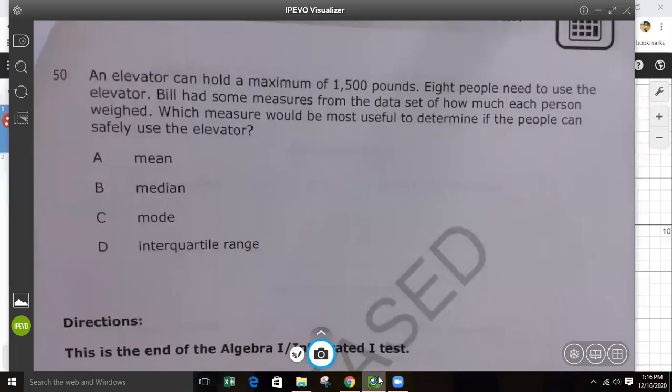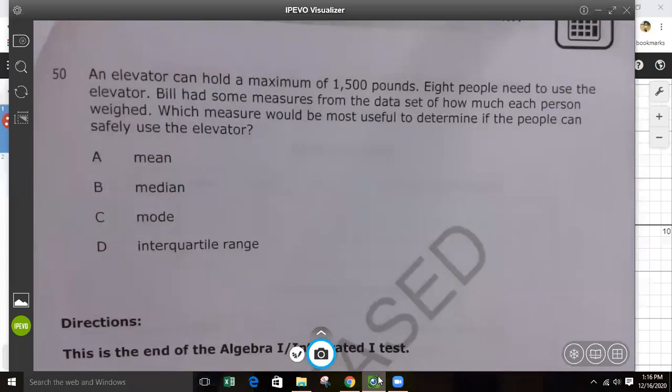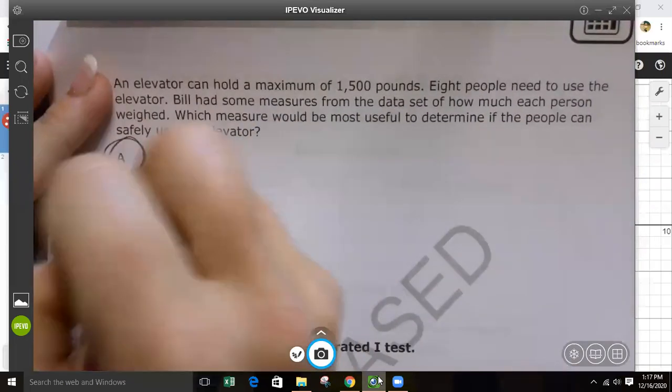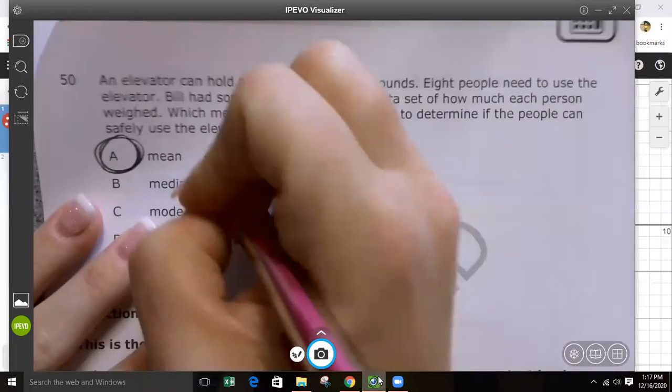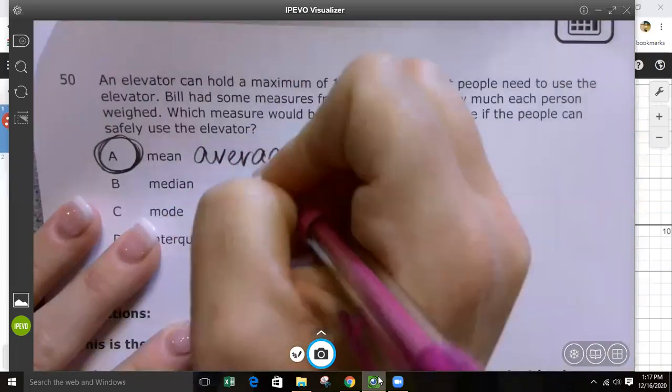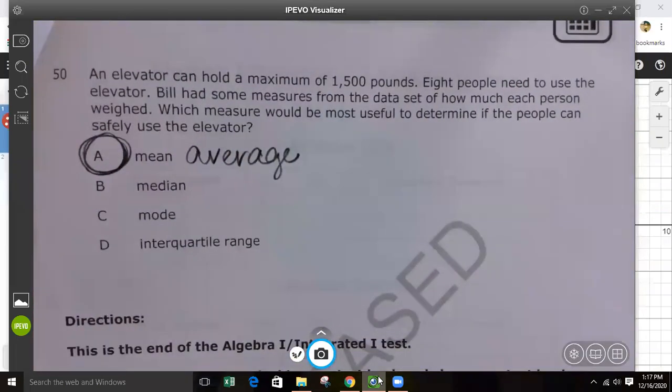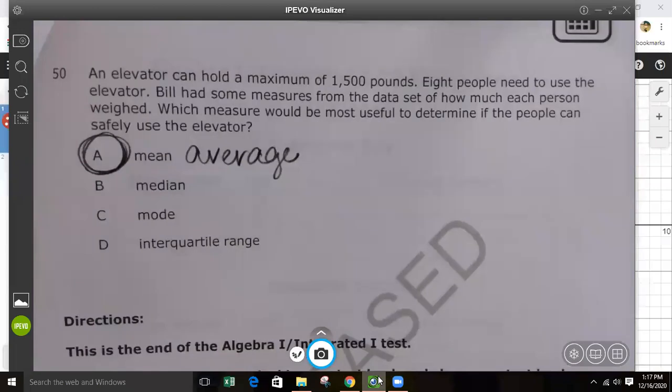We want to figure it out. We don't want the median because that could mean that there's a like super heavy or super light. The mode is what happens the most, and the interquartile range is like that Q3 minus Q1. So the best thing would be what's the average weight. So this means the average. So if the average weight is over 1,500 pounds, we don't want to use it because the elevator may break. If the average weight is under 1,500 pounds, we should be in good shape.